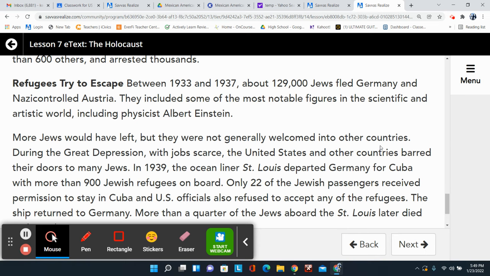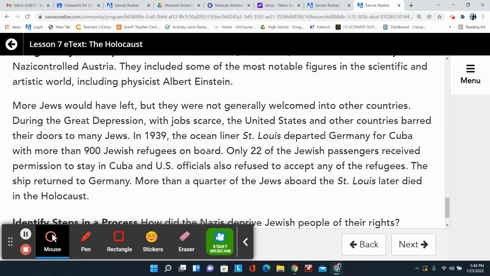Refugees tried to escape. Between 1933 and 1937, about 129,000 Jews fled Germany and Nazi controlled Austria. They included some of the most notable figures in the scientific and artistic world, including the physicist Albert Einstein. More Jews would have left, but they were not generally welcomed into other countries. During the Great Depression, with jobs scarce, the United States and other countries barred their doors to many Jews.